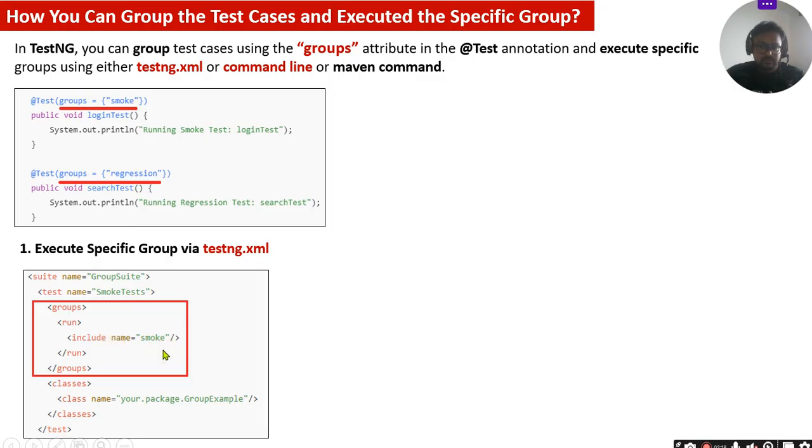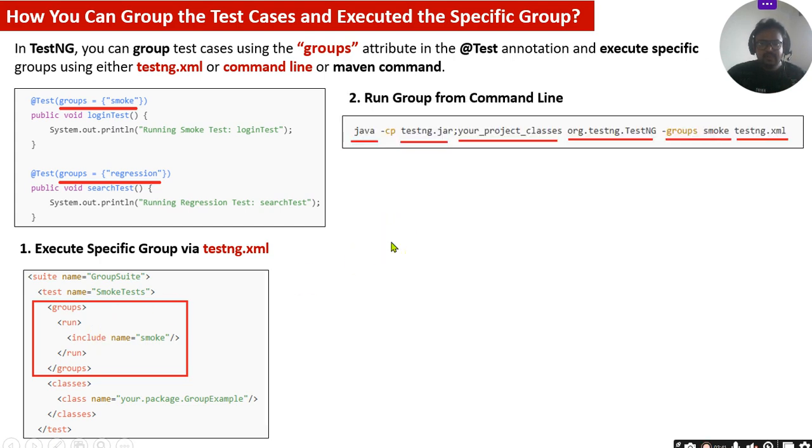Suppose you want to exclude a group. In an interview they will ask how you can exclude a test case from the execution. The same way, you provide the group name and just say exclude name equals this particular group. So instead of include you can use exclude over here to exclude that particular test case from the execution.